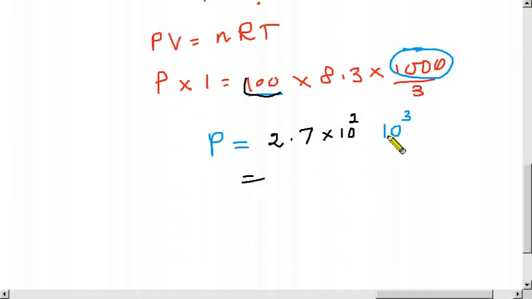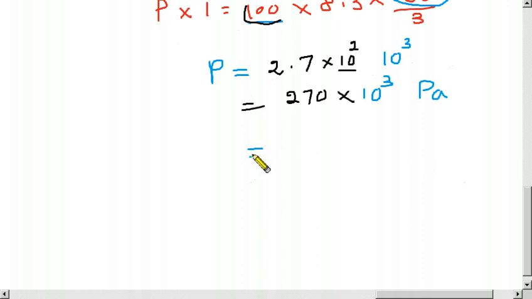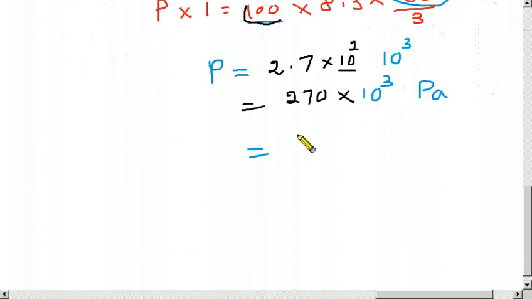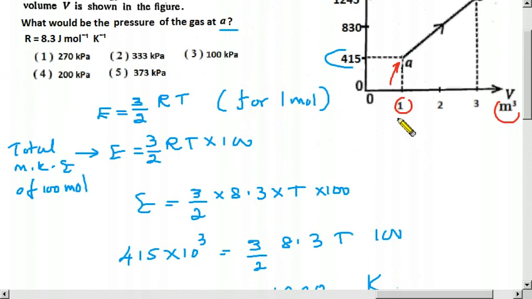Because we need it in kilojoule, we don't change this 10 power 3. We get 270, changing the place of the decimal point according to this 10 power 2, and this 10 power 3 we write as it is. So this is in Pascal. The answers are written in kilopascal, so we have to remove this 10 power 3, just 270 kilopascal is the answer. So the answer is the first one.